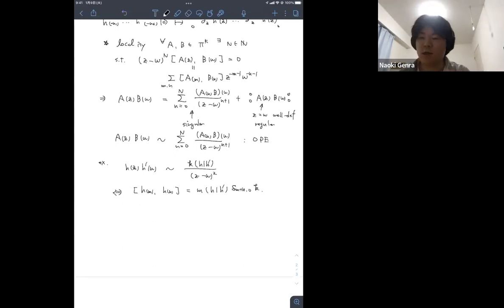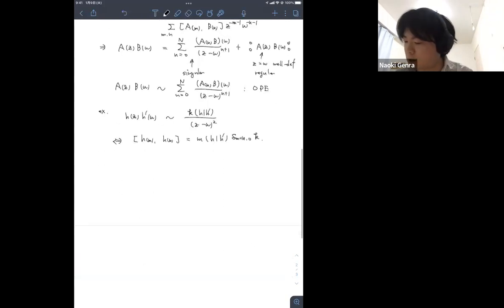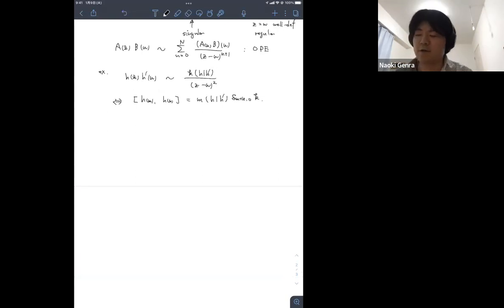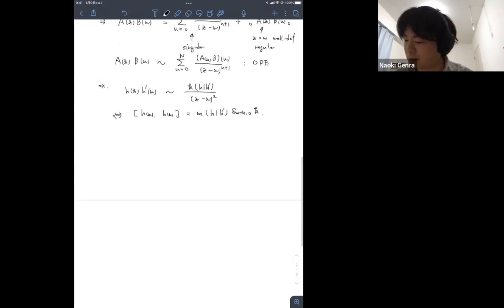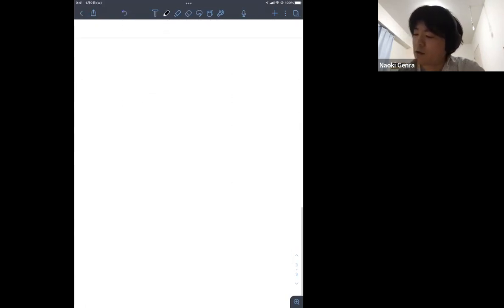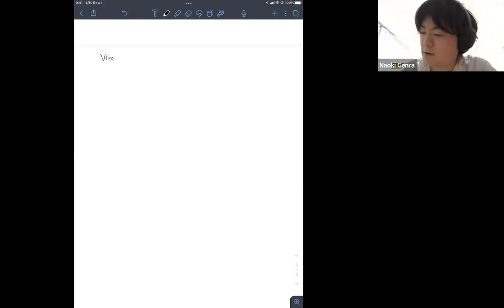Okay, so this means that OPE is an algebraic relation in a vertex algebra. So if we determine the OPE of fields, we can determine the structure of the vertex algebra. This is the standard construction to define a vertex algebra. So we consider the simplest W-algebra, which is just the Virasoro algebra.